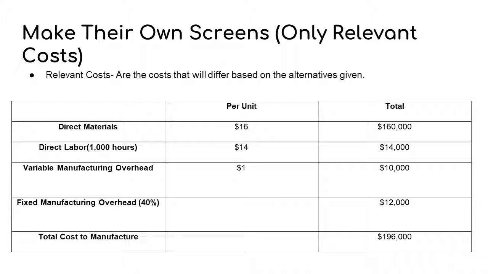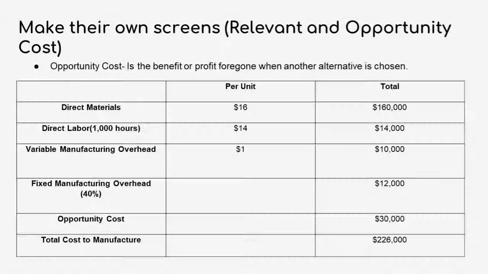However, there would be an opportunity cost to producing these OLED screens. Opportunity cost is the benefit or profit foregone when another alternative is chosen. The opportunity cost in this case is what it would cost Apple to manufacture the 10,000 screens instead of manufacturing more MacBooks, iPads, Apple Watches, and other products they already produce. So in total, with opportunity cost accounted for, it would cost them $226,000 to manufacture 10,000 OLED screens.